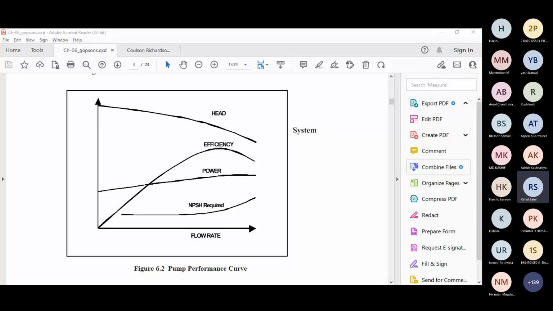But in short, what you need to remember is that head is always constant. It will never change. The value is always fixed.